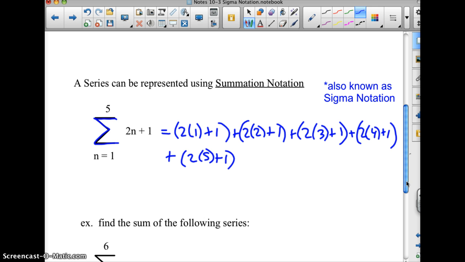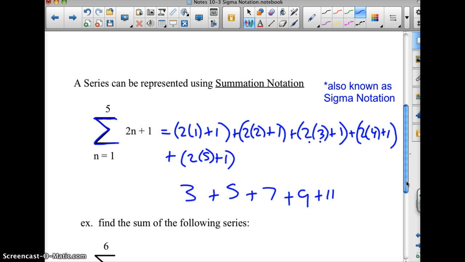So the first one is 2 times 1 plus 1. 2 plus 1 is 3, so that's going to be 3. And then 2 times 2 is 4, plus 1 is 5. 2 times 3 plus 1: 2 times 3 is 6, plus 1 is 7. 2 times 4 is 8, plus 1 is 9. And 2 times 5 is 10, plus 1 is 11. There we go. And now since these are all like terms, they can be added.